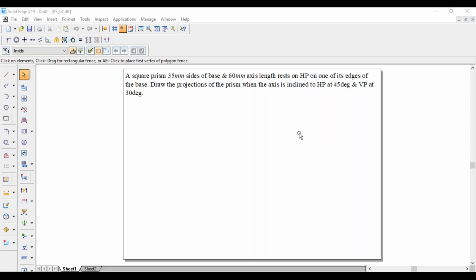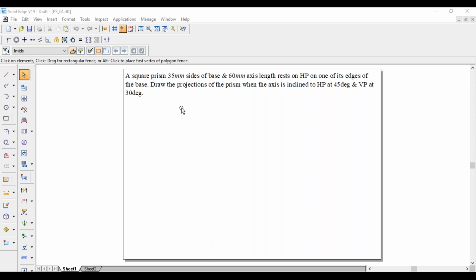Myself Raghavendra. Today we are going with the solid problem. A square prism of 35 mm sides of base and 60 mm axis length rests on HP on one of its edges of the base. Draw the projections of the prism, and the axis is inclined to HP at 45 degree and VP at 30 degree.